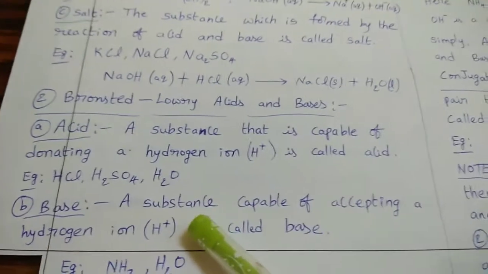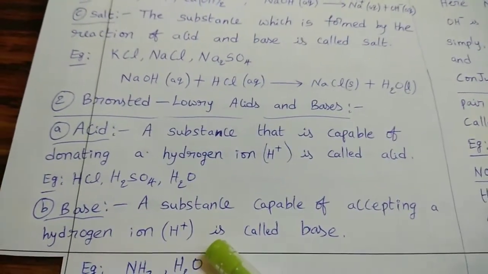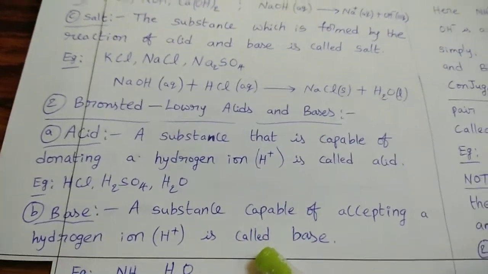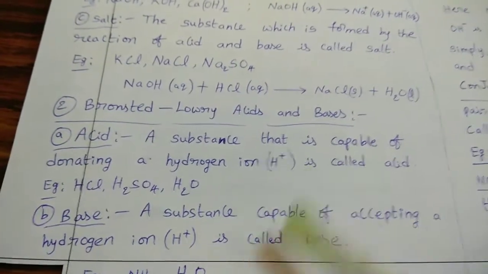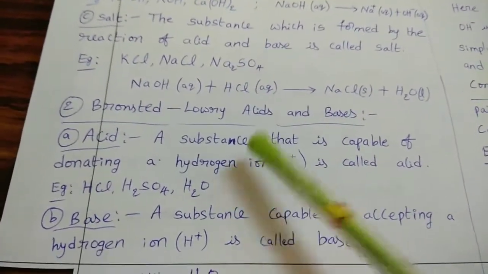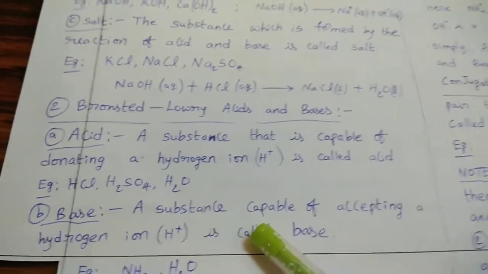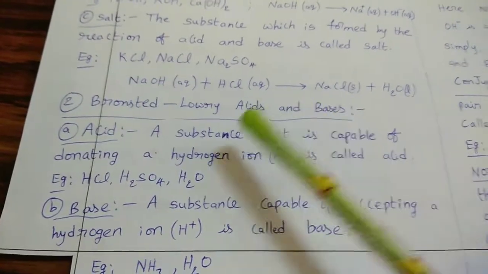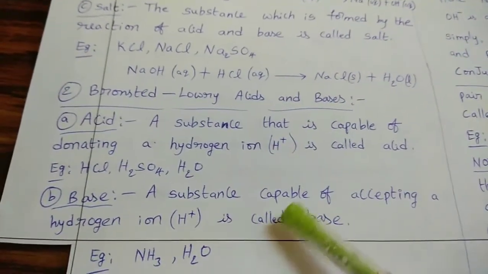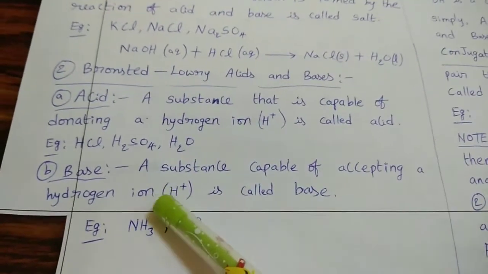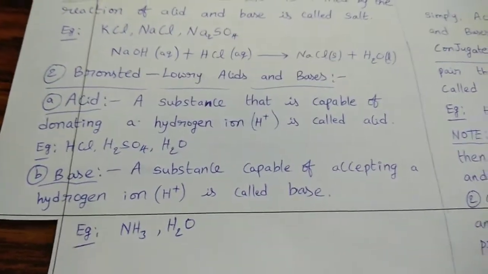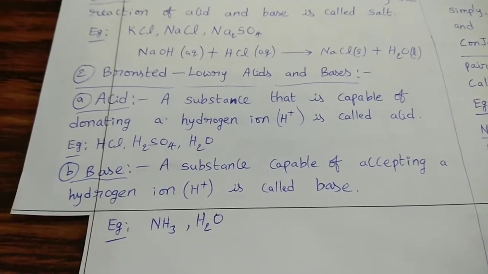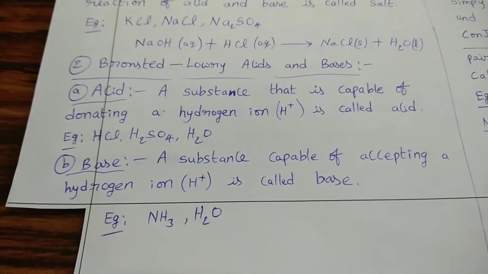Next, base. A substance capable of accepting a hydrogen ion is called base. Substance which can accept H+ ion, that is called base. See these two definitions, both are opposite. Here H+ ion donor, here H+ ion acceptor. So in a simple way we can remember. According to Bronsted-Lowry acid base concept, acid is H+ donor, base means H+ acceptor. Example for base, NH3, H2O. NH3 ammonia can accept proton, H2O can also accept proton. So these are examples for Bronsted-Lowry bases.